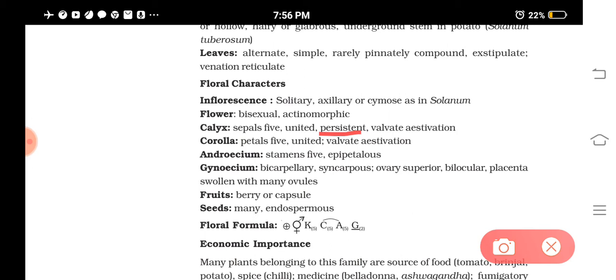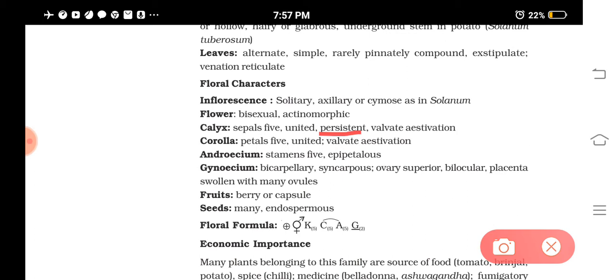Okay, then valvate aestivation. Then next you see corolla, petals 5. Okay, 5 petals, and they are also united. And valvate aestivation, they are having what? Valvate aestivation. Androecium, if you see, stamens will be 5 and they are epipetalous. Epipetalous, do you remember? That is, if the stamens are attached to the petals, we call it as what? Epipetalous. You have to tear the stamens from the petals. They are like that, they are attached. So that is called what? Epipetalous. Okay. Then gynoecium, if you see, they are bicarpellary, means 2 carpels.